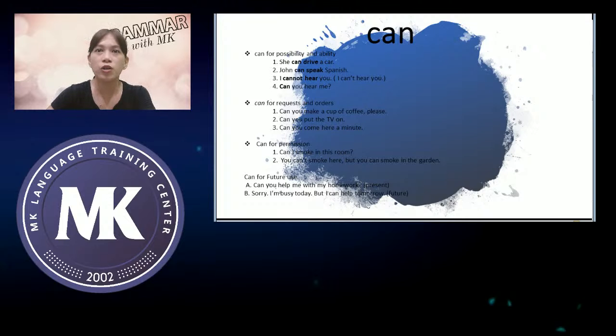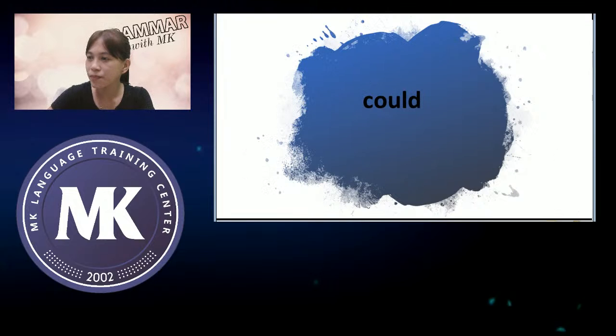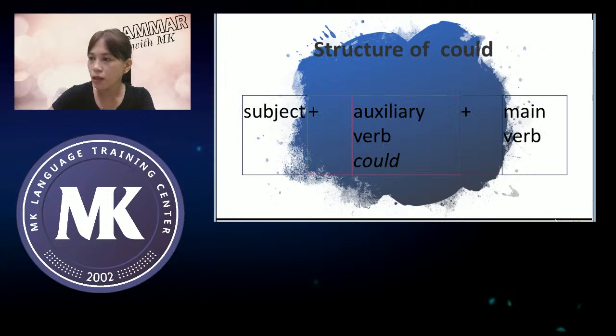Okay, so if you have any questions about that, please do comment below. Okay, next, let's discuss could. The structure of could: we have subject plus, again, the auxiliary verb, which is could, and then plus the main verb.